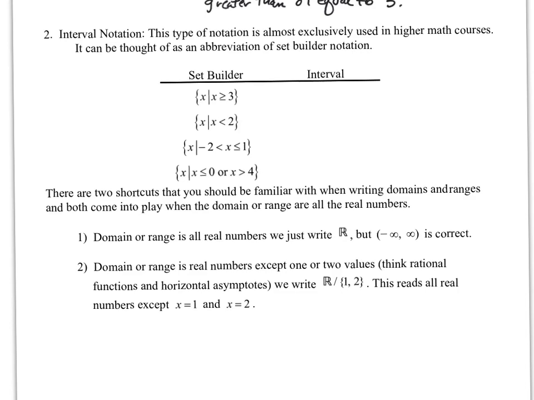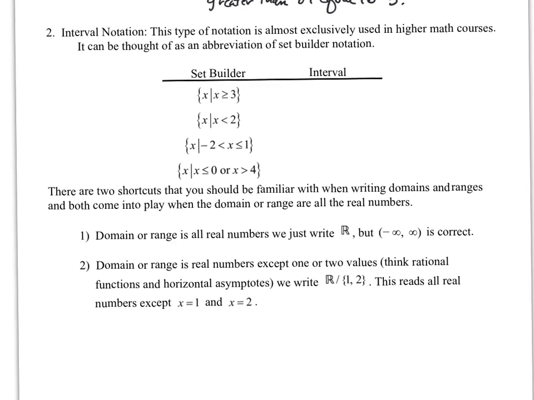Okay, in interval notation, you will see brackets, and you will see open parentheses. Brackets mean it includes that number. Open parentheses mean it does not. So in set builder notation, you might write the set of all x such that x is greater than 3. In interval notation, which is what we see in higher level math, we'll see this. Now we put an open parenthesis around infinity because we can't ever actually get to infinity. It just means it goes on forever.